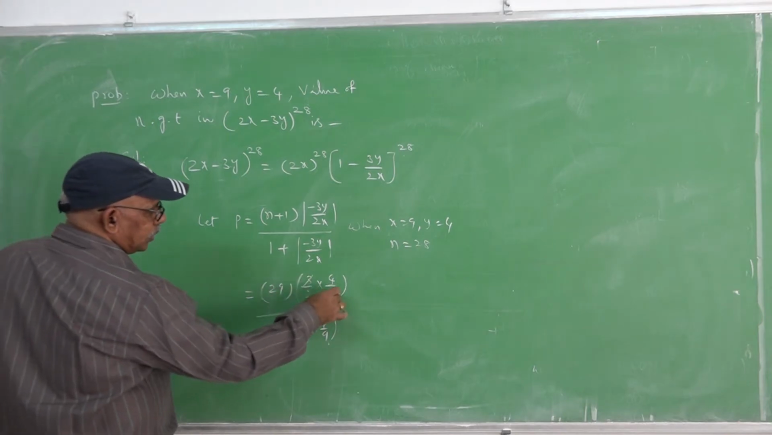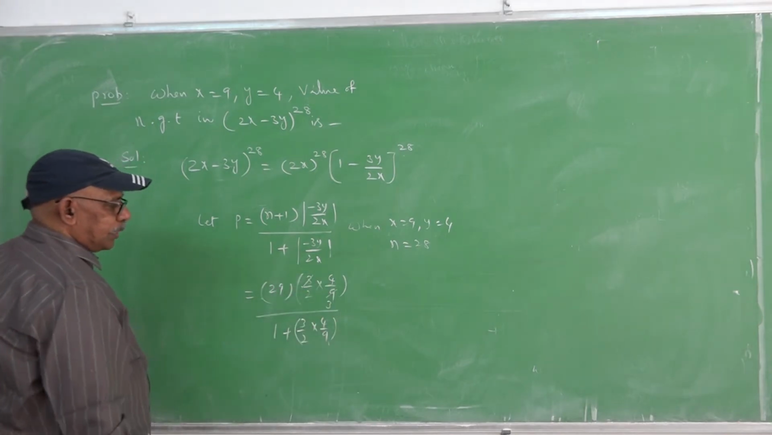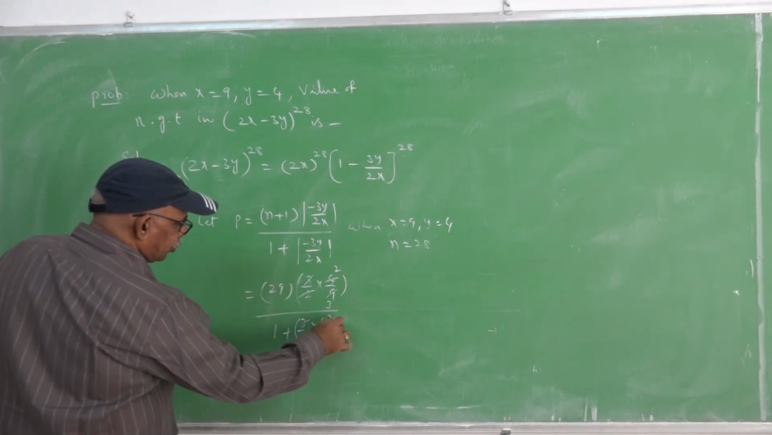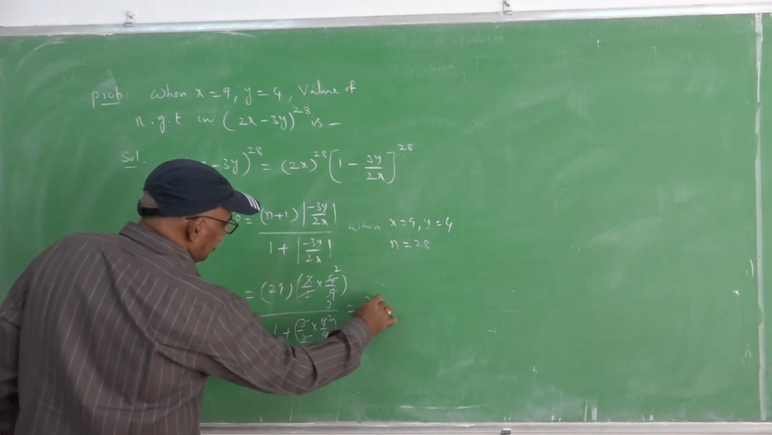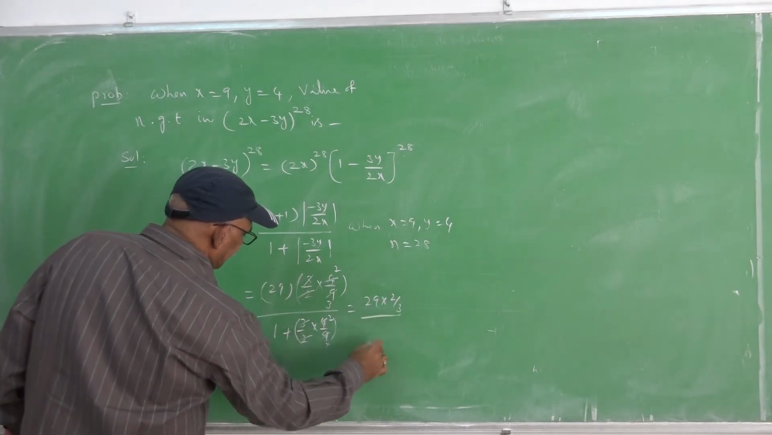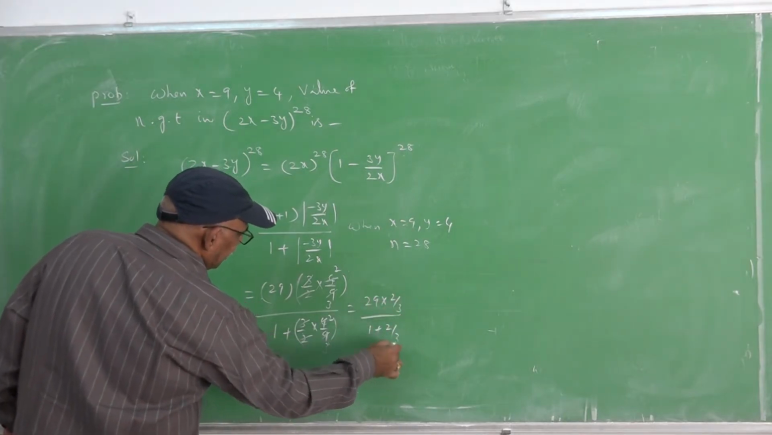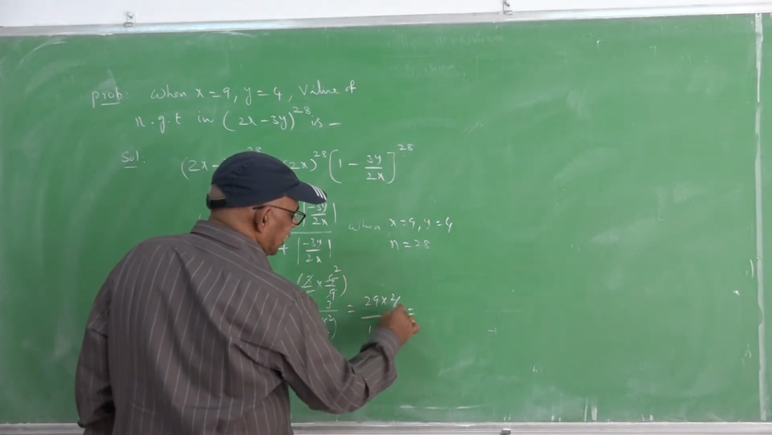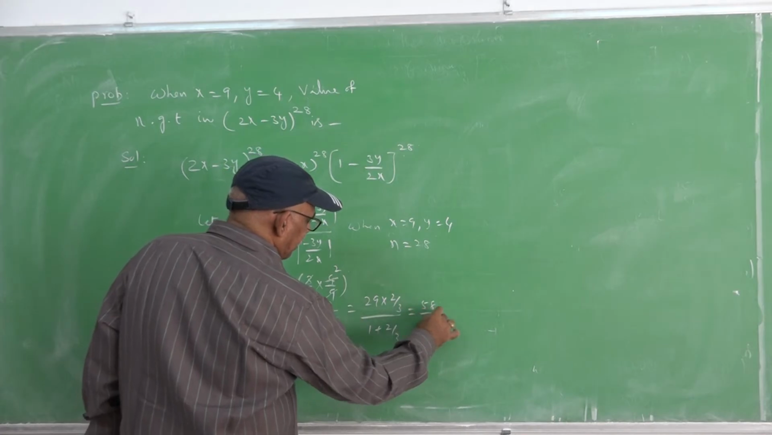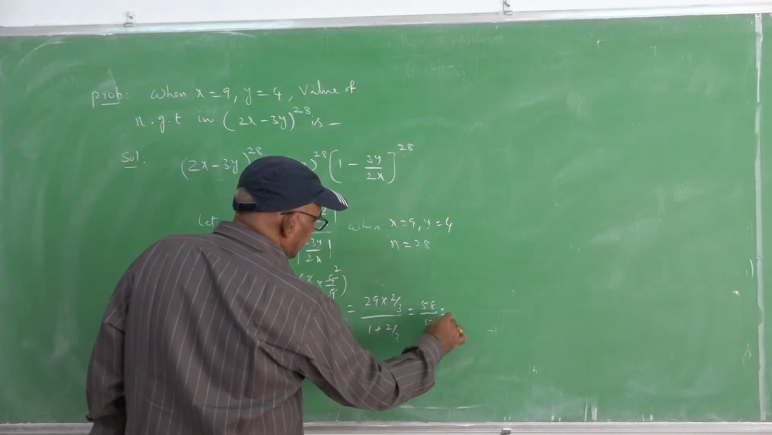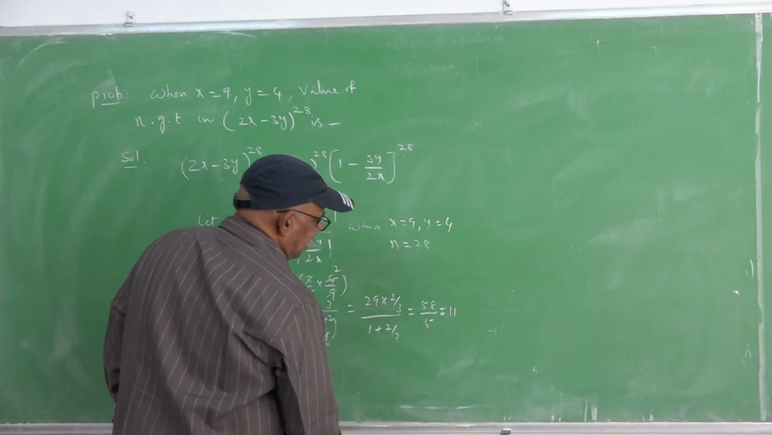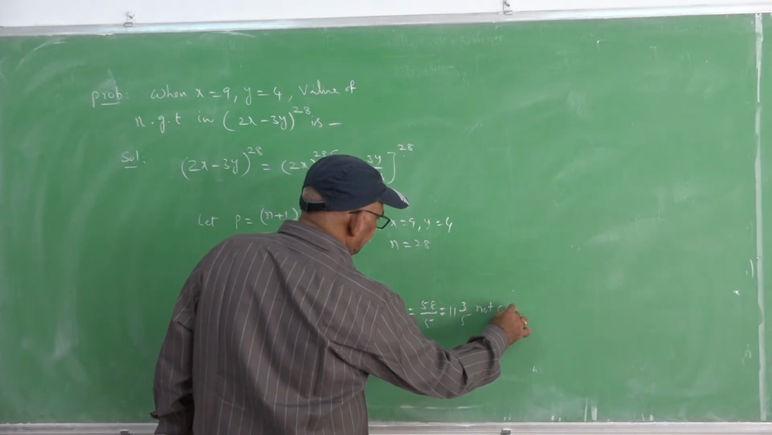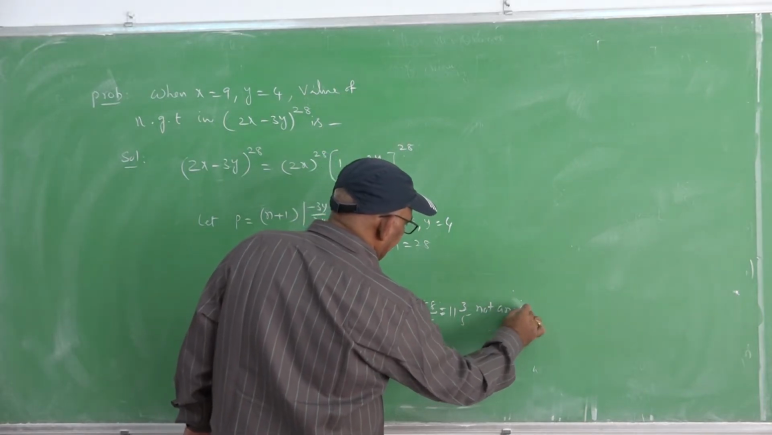Now you can remove this one 2 times. Similarly 3 and 2 times, 2 by 3. This value is 2 by 3. 29 into 2 by 3 by 1 plus 2 by 3. Now on simplification, 3 gets cancelled, and on taking LCM this is 58 by 5, which gives us 11, 3 by 5, not an integer.